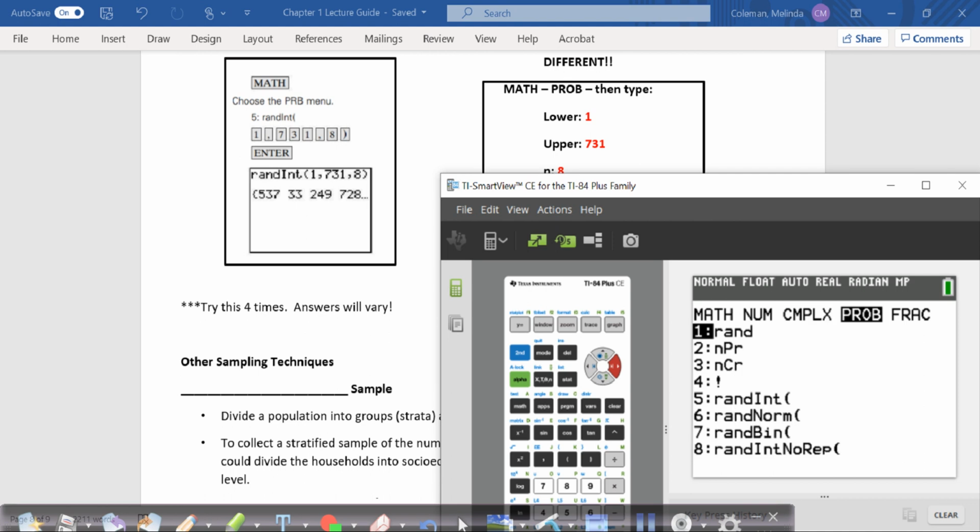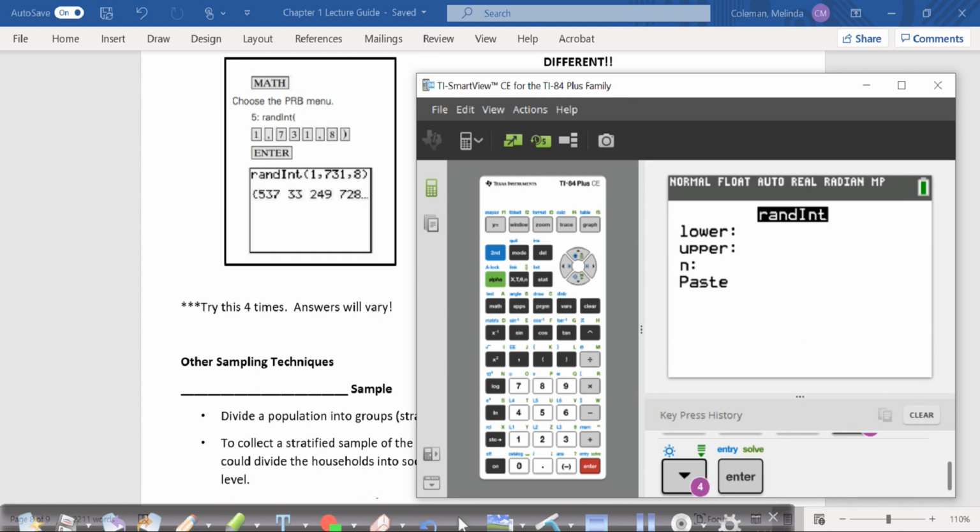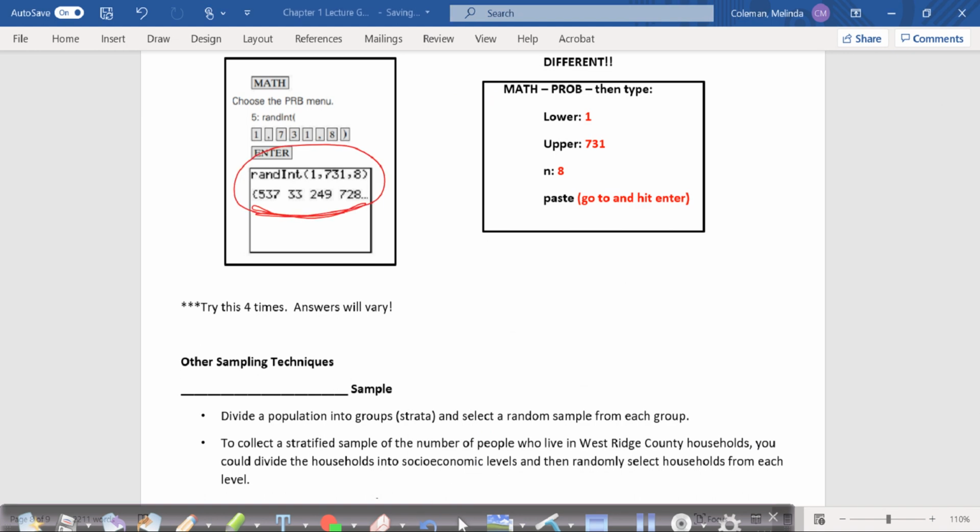Once we get to probability, we're going to go down to the random INT, which is number 5. So you can tab down till you get to number 5. You can also hit the number 5. And when you do that, we're now going to hit enter in the calculator. And this is where, again, depending on the calculator version you have, it might go directly to a home screen looking menu, which is like what this looks like right here. This is actually your home screen. Or it might give you this menu, which tells you to go ahead and enter in the numbers.